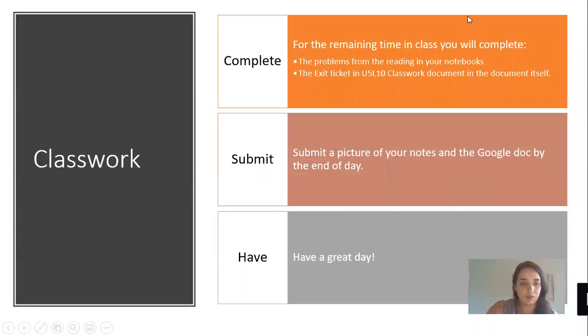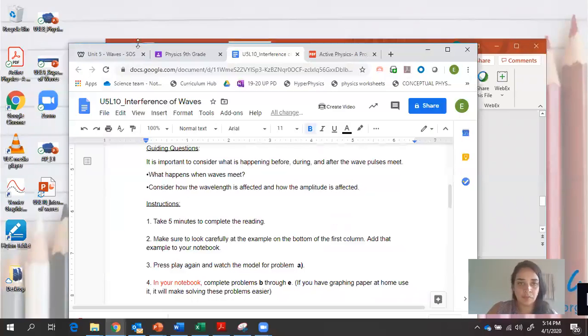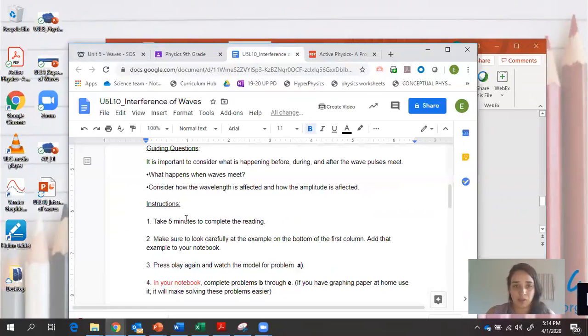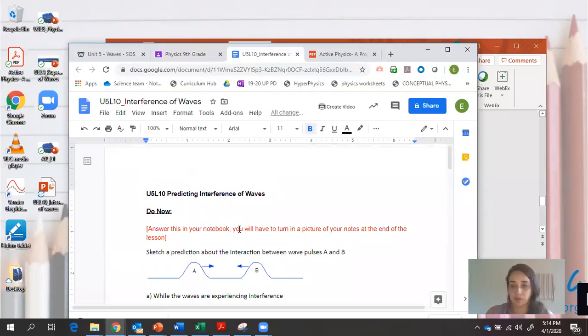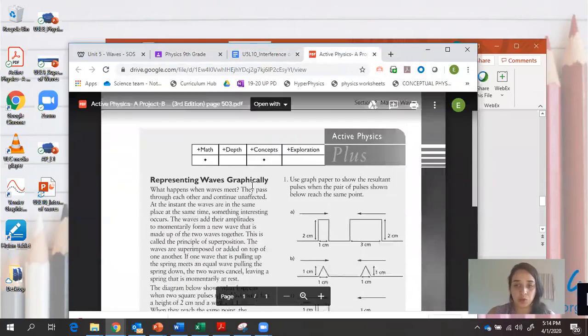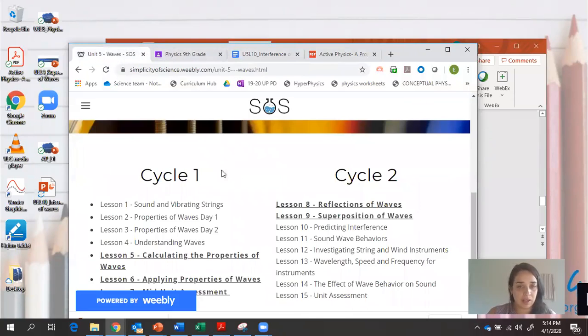so that you know the tabs that you should have open. So in Google Classroom, you are going to access this document where we're going to be doing our classwork from. This reading is also linked onto your Google Classroom, and then you should have the Simplicity of Science website as well to access anything else that you might need.